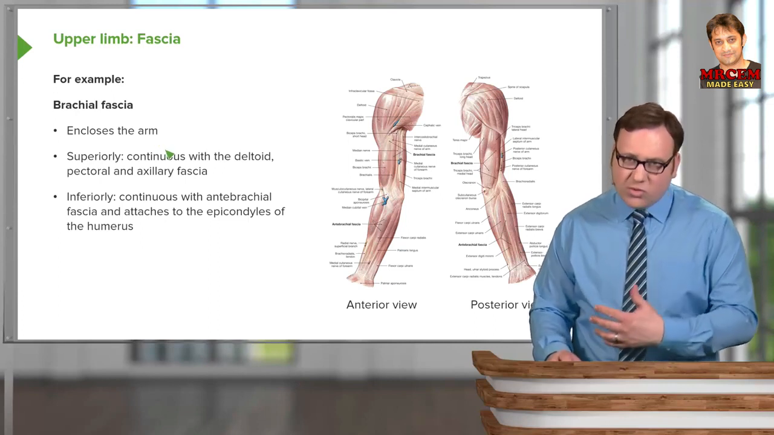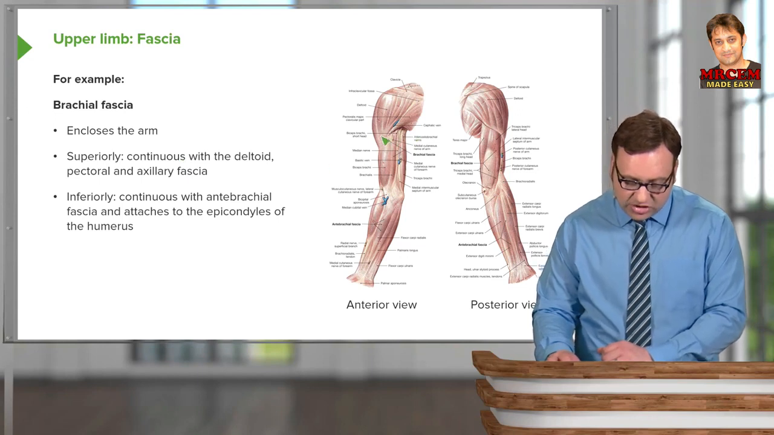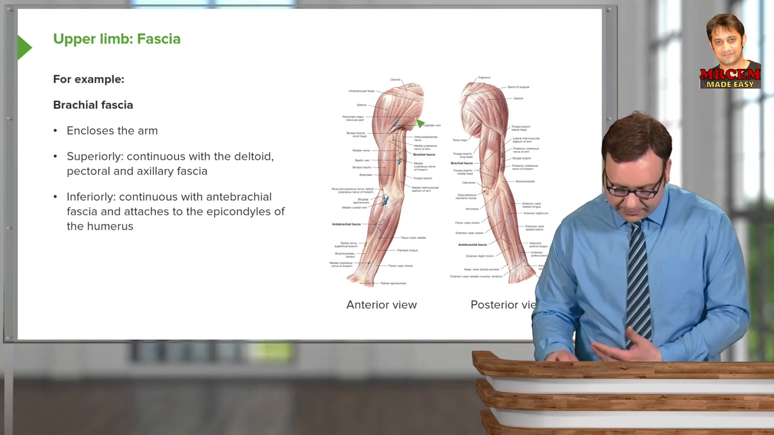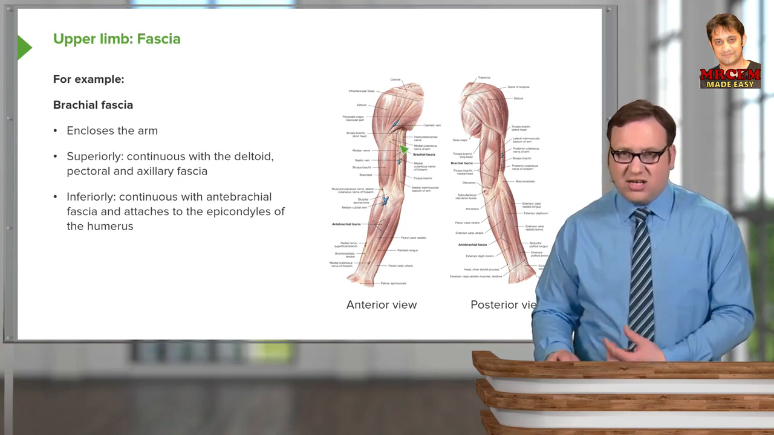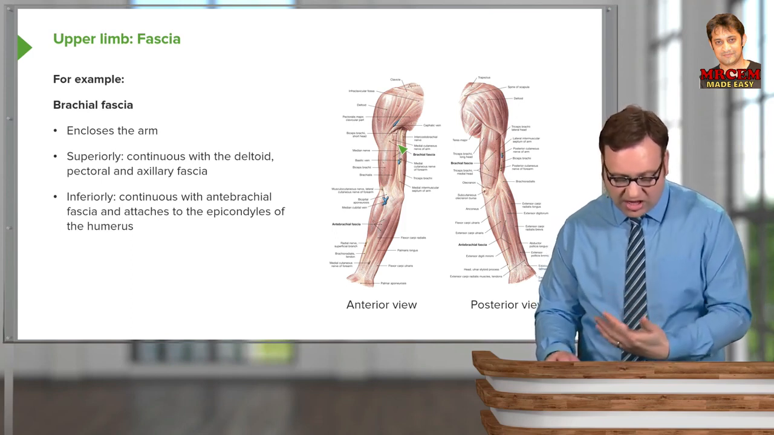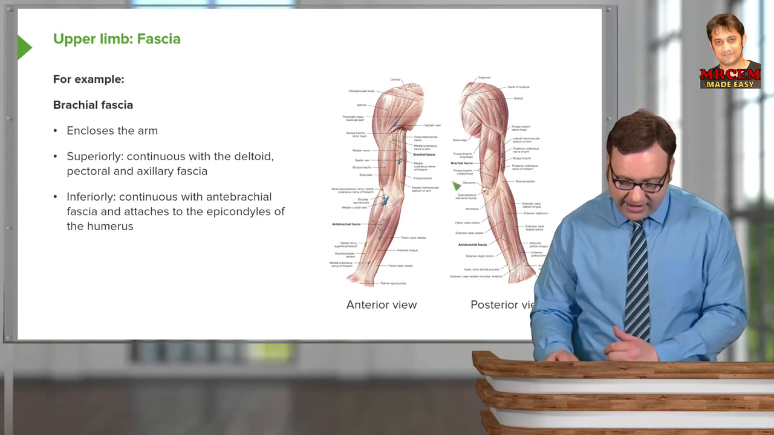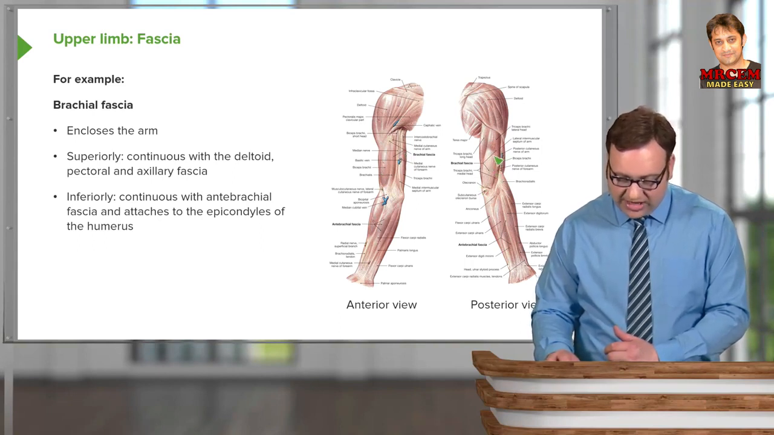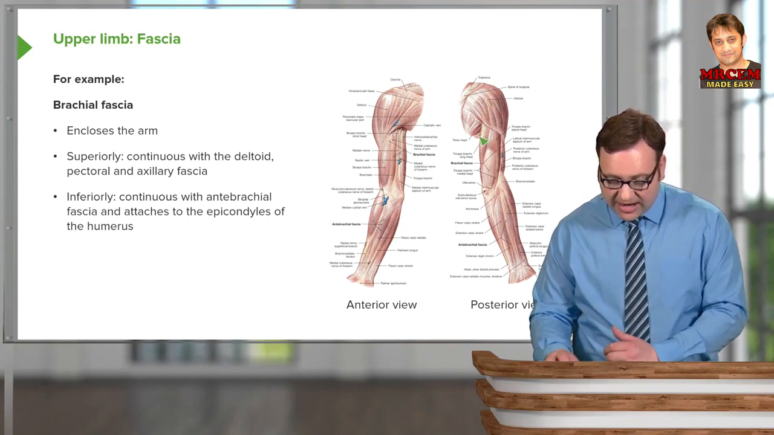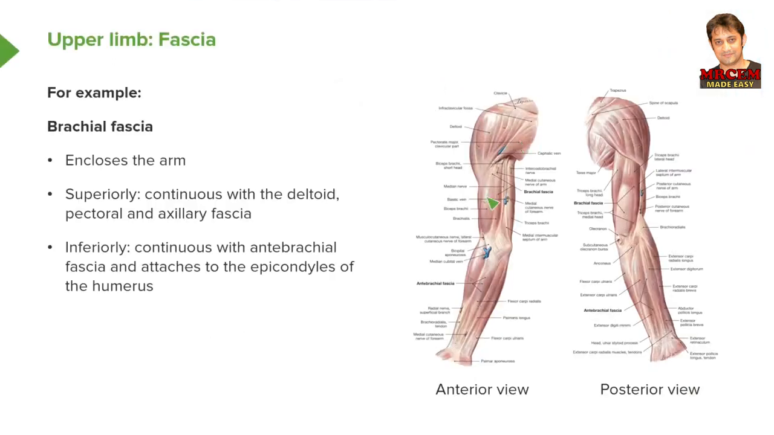It is continuous with superior structures of the upper limb. So it's continuous superiorly with fascia covering the deltoid, fascia covering the pectoral muscles, and fascia lining the axilla. So this deep fascia is continuous across the entire upper limb. And we're just looking at the brachial fascia here anteriorly, and we can see it here posteriorly. Again, a continuous layer with the deltoid fascia, the axillary fascia, and we can see here anteriorly the pectoral fascia.